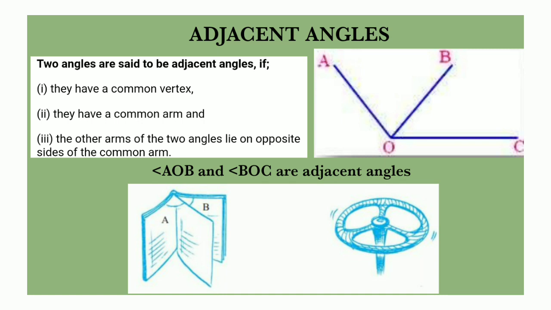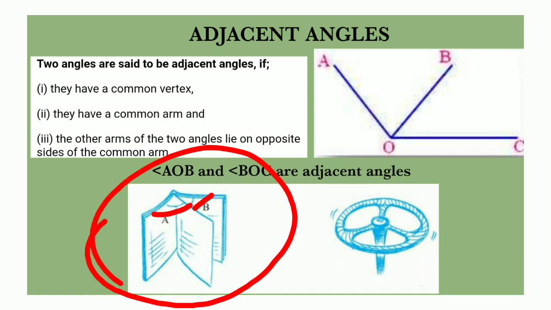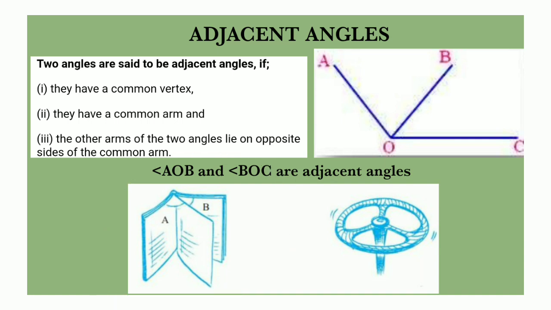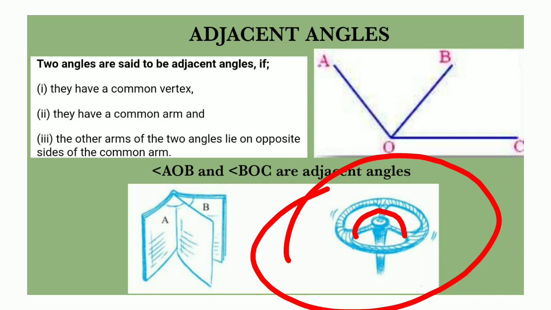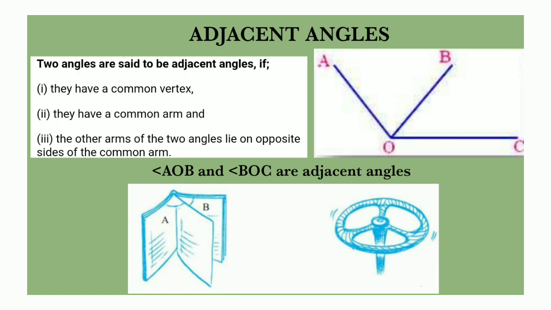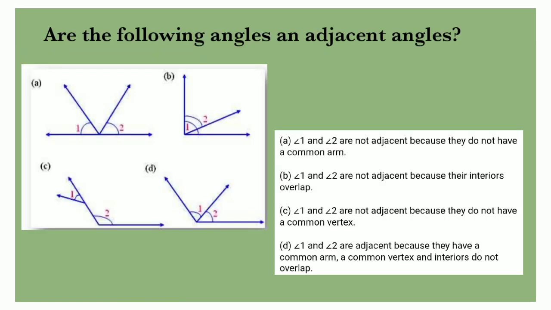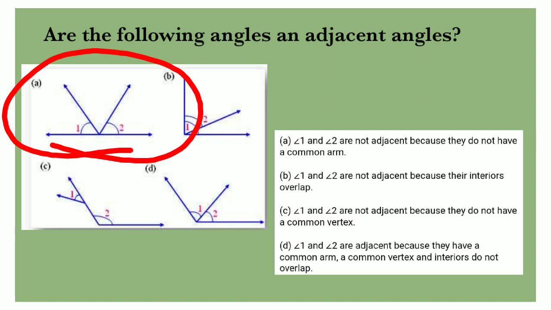So here we have two examples, angle A and angle B. Here a notebook or textbook is making an angle A and angle B. Then the steering of the vehicle is making adjacent angles. So these are some examples of adjacent angles. Then look at the example. Are the following angles adjacent angles? See, first one, here we have an example. Sub question A, are angles 1 and 2 adjacent angles?